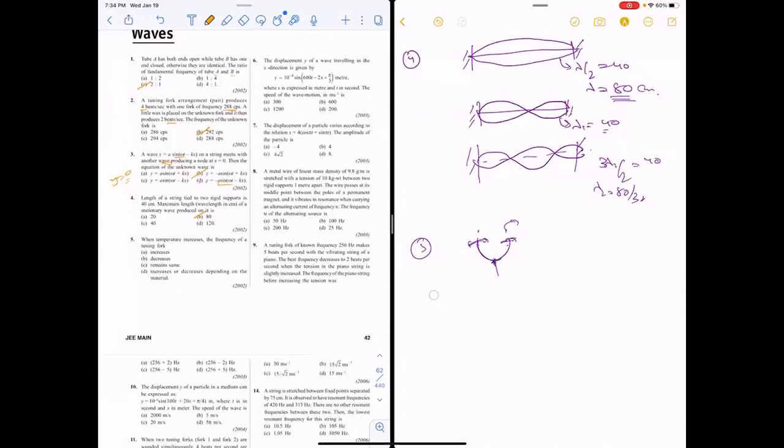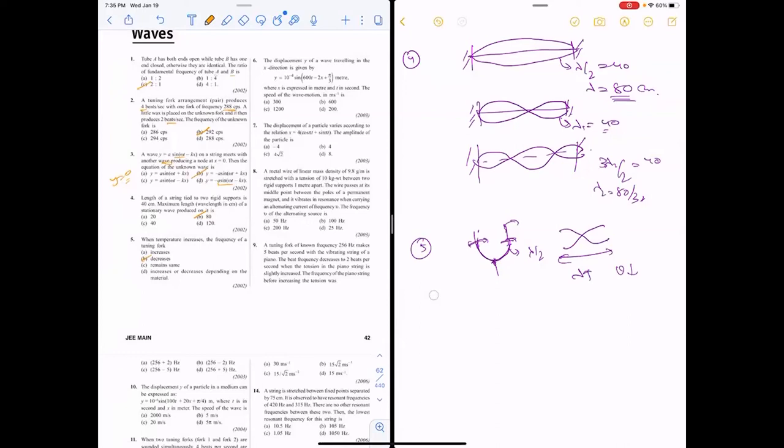This oscillates. So these are the antinodes and this is the node. For fundamental, we get this as lambda by 2. Antinode and antinode, so this is lambda by 2. When the temperature increases, this length increases. When lambda increases, frequency decreases. Option B. So when temperature increases, length of the tuning fork increases, so frequency decreases. Hope you understood this.